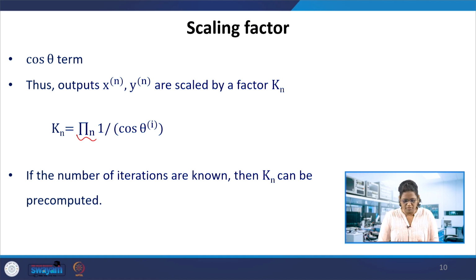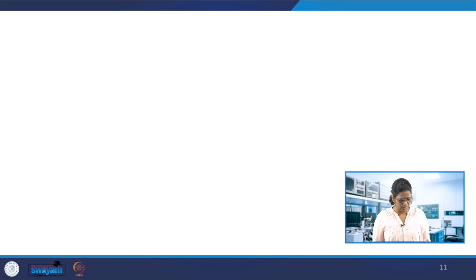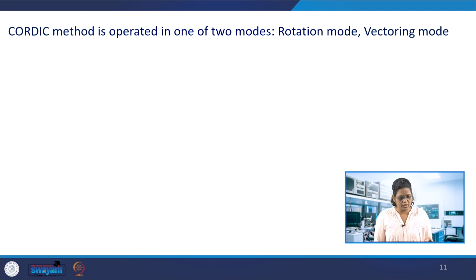So if the number of iterations is known, then kn can be stored, because those values lead to a maximum of 0.99991. So it can be pre-computed and put in a table for usage. The next one: how to incorporate the neglected cos theta into the algorithm as a pre-computed value using kn.